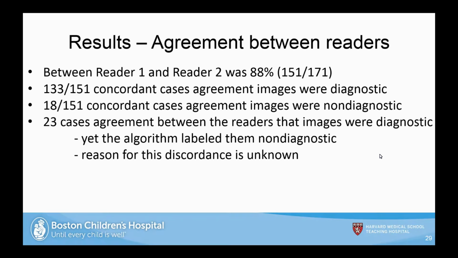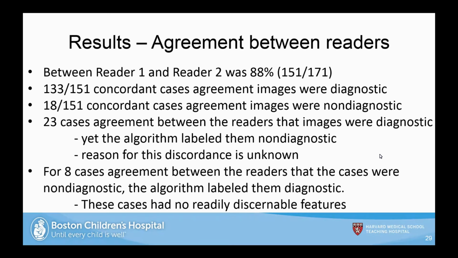But basically, they just went into detail. So 23 cases where the readers agreed that the cases were diagnostic, the algorithm labeled them as non-diagnostic. And then they said the reason for this discordance is unknown. So they didn't go back to the radiologist and ask them, why did you label this as diagnostic when it's non-diagnostic? And then for 8 of the cases where there was agreement between the readers that the cases were non-diagnostic, the algorithm labeled them as diagnostic. The reason they gave was that these cases had no readily discernible features. That was the only explanation that they gave in the paper.